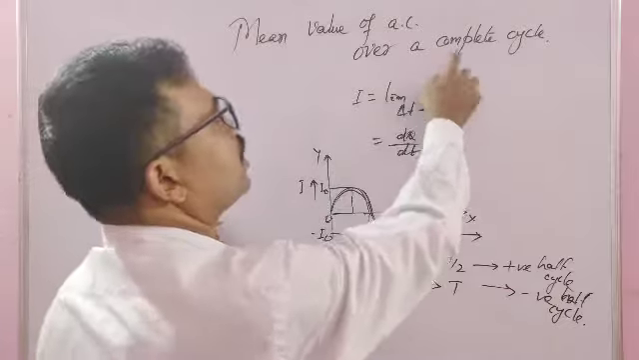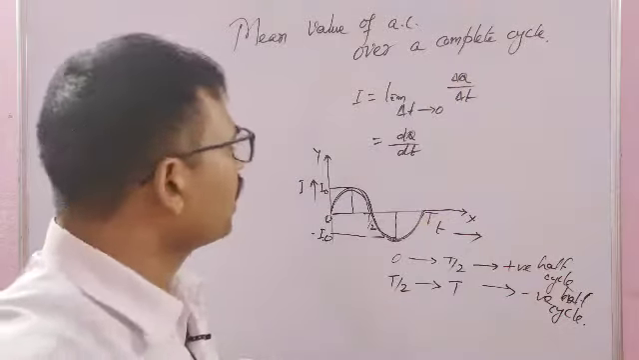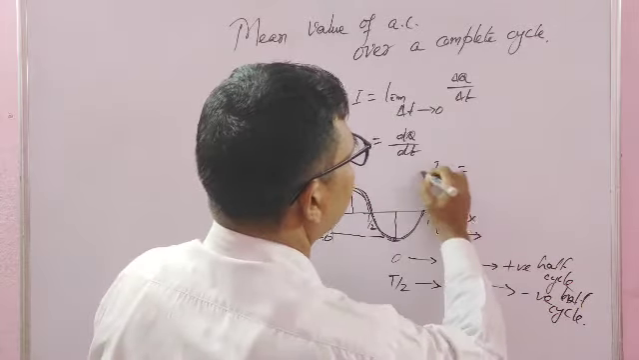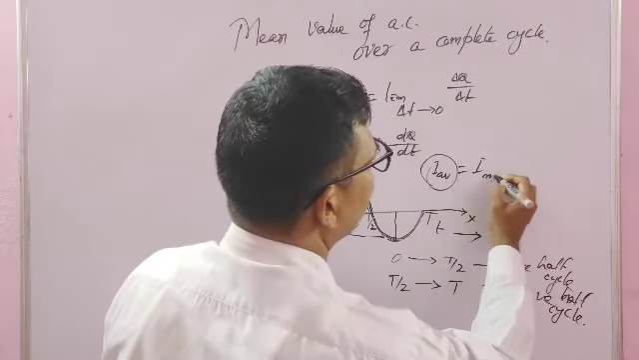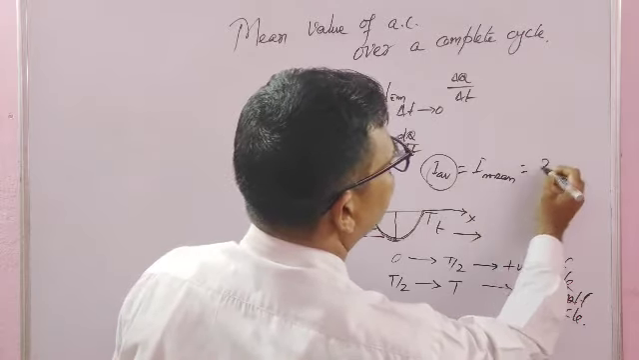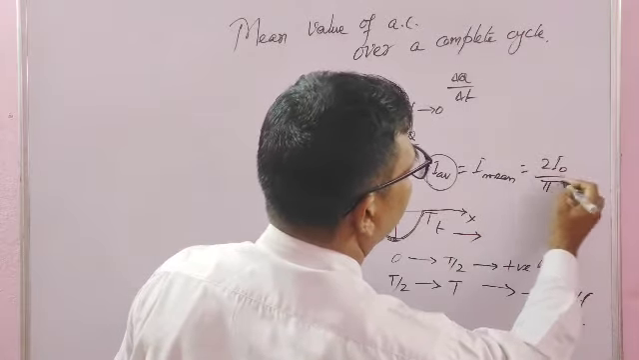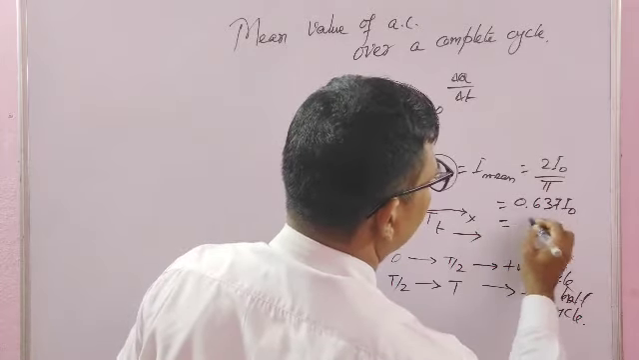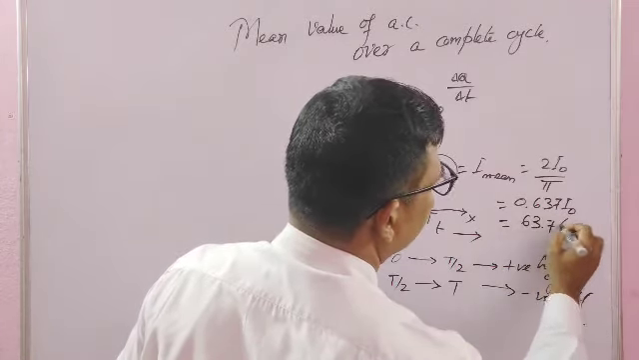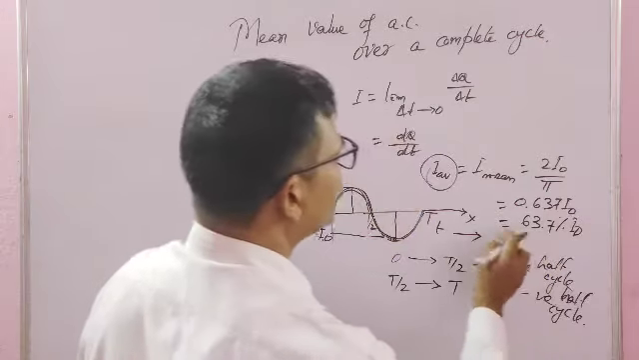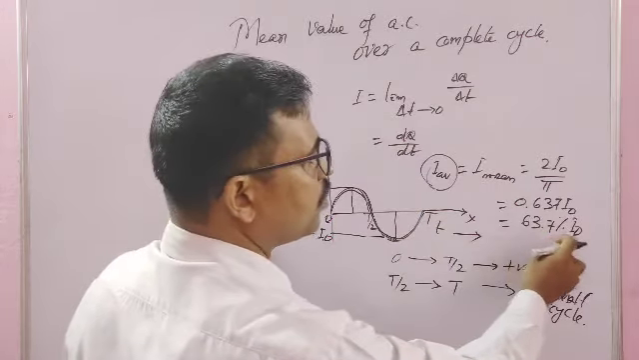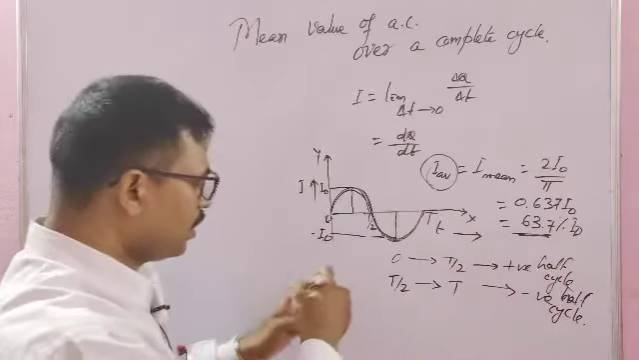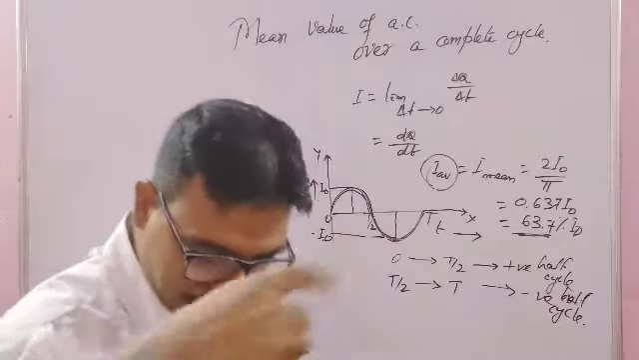Mean value of AC over a complete cycle is how much? It is 0. And for the half cycle, you will get I average, this is mean value, I mean is equal to 2 I naught by pi, that is 0.637 I naught, or 63.7 percent of I naught. That means mean value of AC is 63.7 percent of the maximum value. Let us discuss how it is coming.